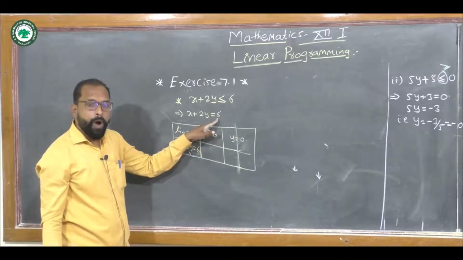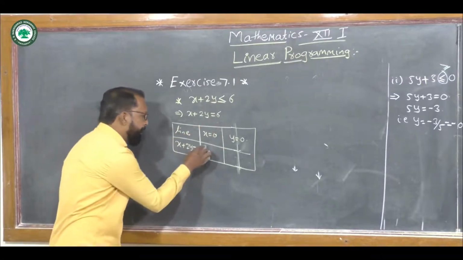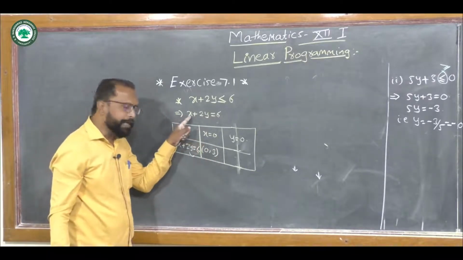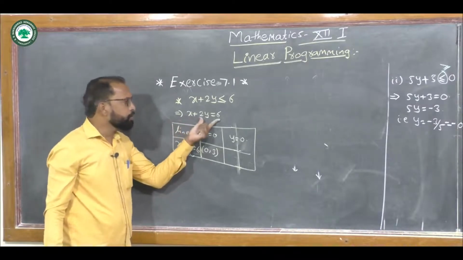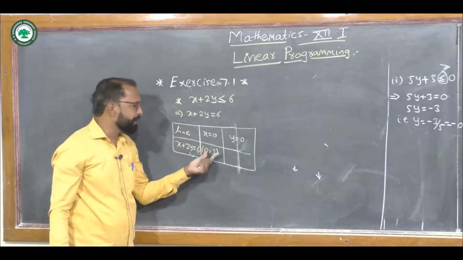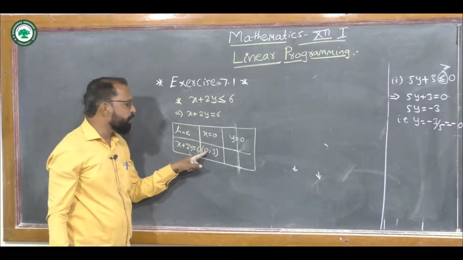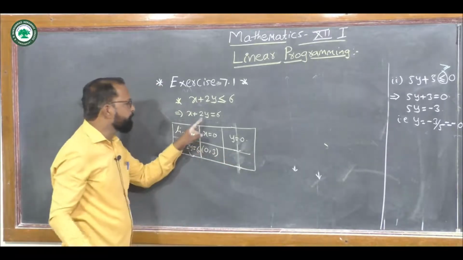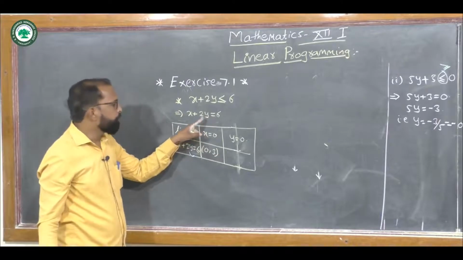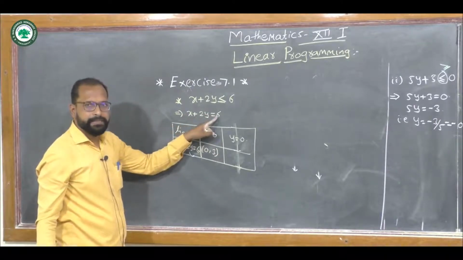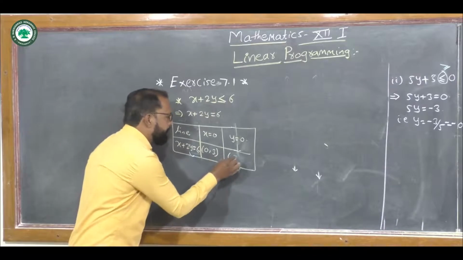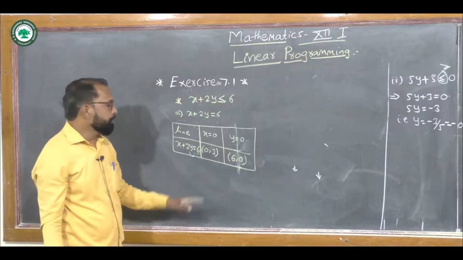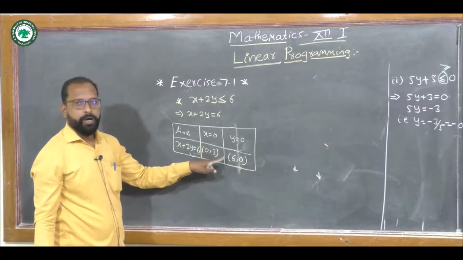So we get the first point, 0, 3. Now similarly, in this equation, if we put y equals 0, we get directly x equals 6. So we get the next point, that is 6, 0. Now connect these two points on a graph.